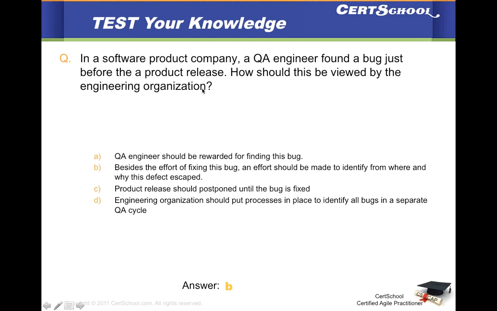Okay, so the question is that a QA engineer found a bug right before the product release. What are we supposed to do here? First of all, the first answer, the QA engineer should be rewarded for finding this bug, is clearly not true. If you remember the goal of agile methodology, the QA's role is not to find bugs, but to prevent them. Finding a bug so late in the release cycle is a bad reflection on the testing.